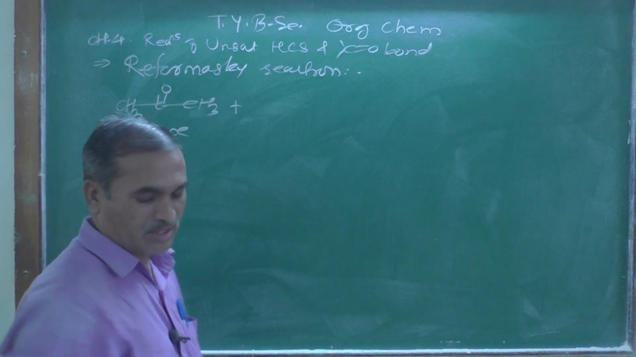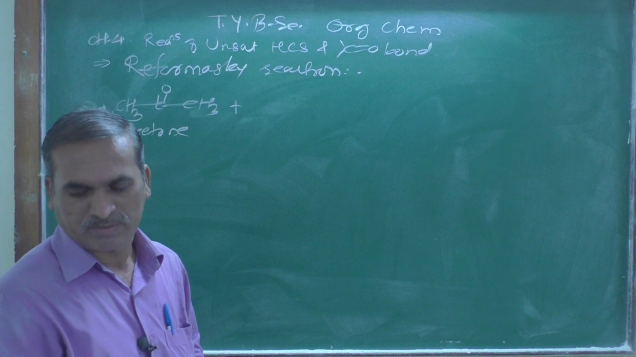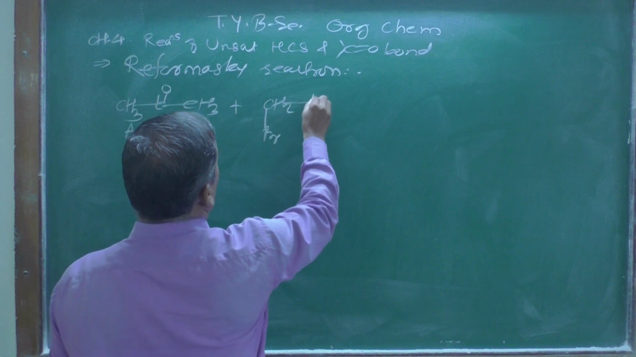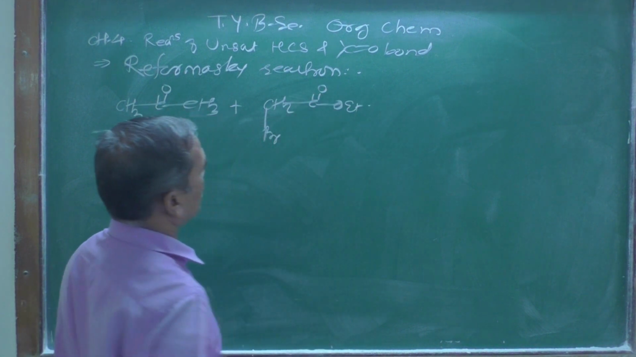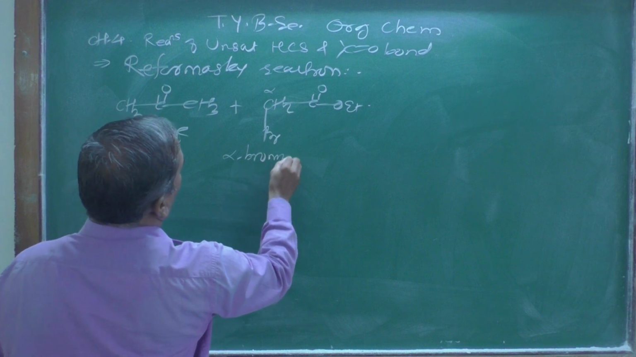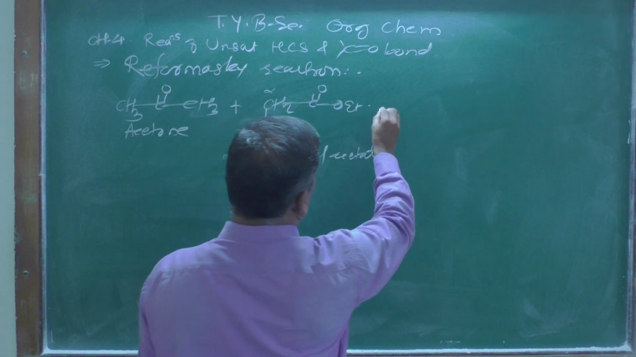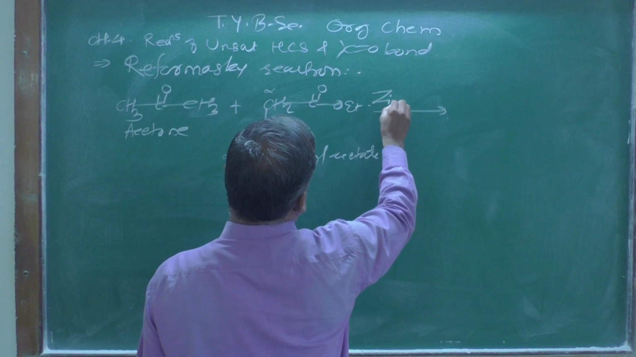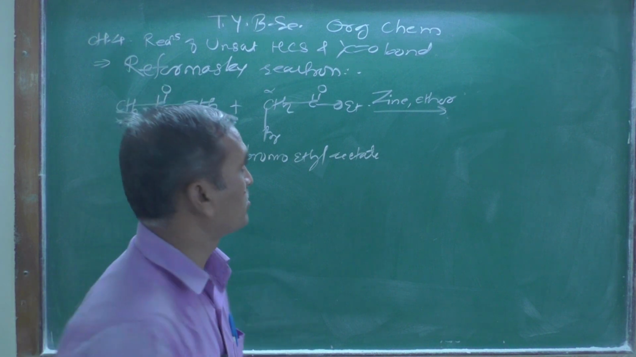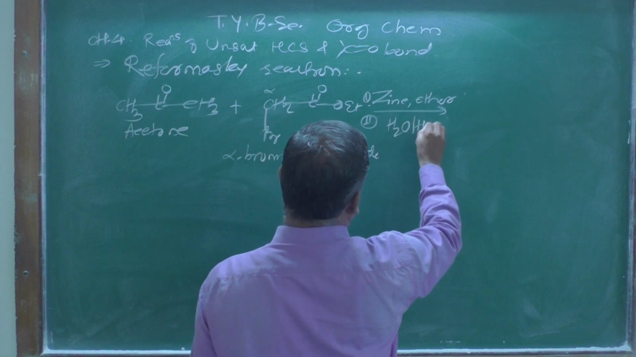This will be treated with alpha bromo ethyl acetate, here CH2Br at this position, then C double bond O, OEt. This is known as alpha bromo ethyl acetate. This compound is further treated with zinc in presence of ether used as a solvent, this is the first reagent, followed by acid hydrolysis, H2O in presence of H plus.